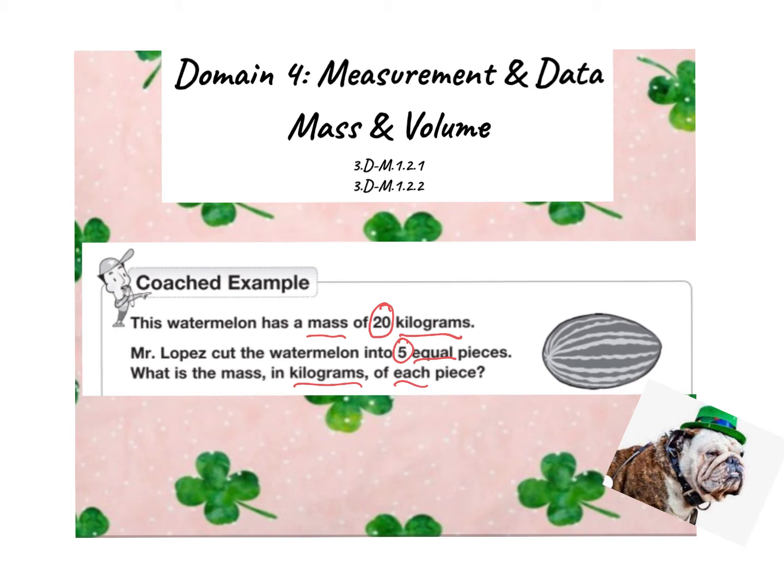So if I have 20 total kilograms and I divide that into 5 equal pieces, that would equal, you guys remember? 5, 10, 15, 20. Yeah, it would be 4 kilograms for each piece. Okay?